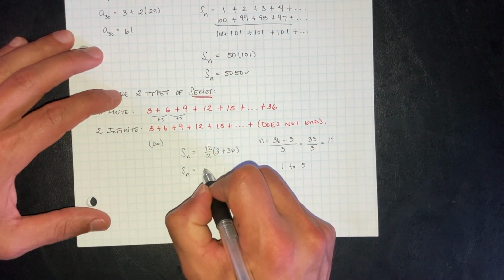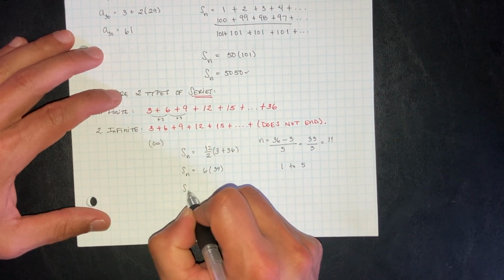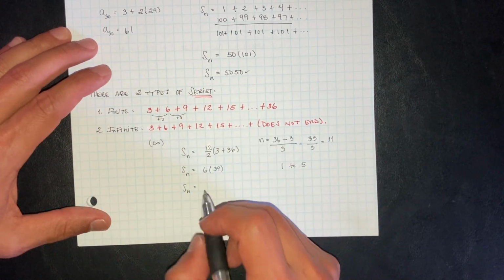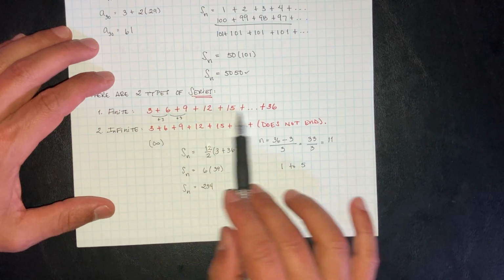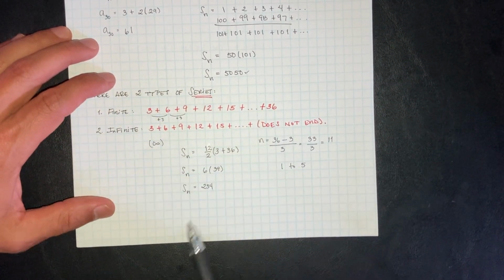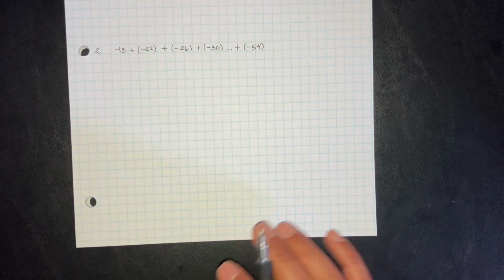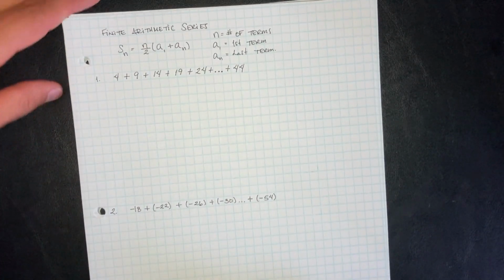So now we're going to have 6 times 39. And so the sum of this finite series is 234. Entonces, la suma de todos estos números hasta el 36 es 234. Okay? So let's go ahead and see if we can do some more. Vamos a ver si podemos hacer unos dos más. Okay? So let's go ahead and do this one here.